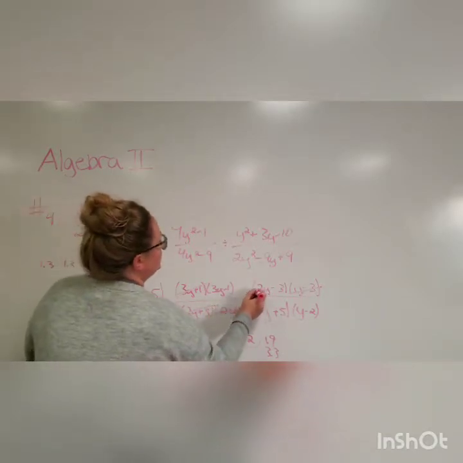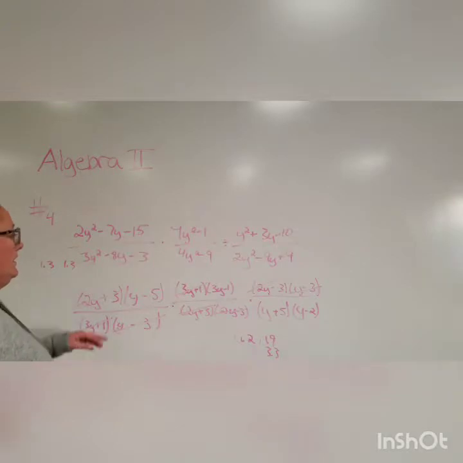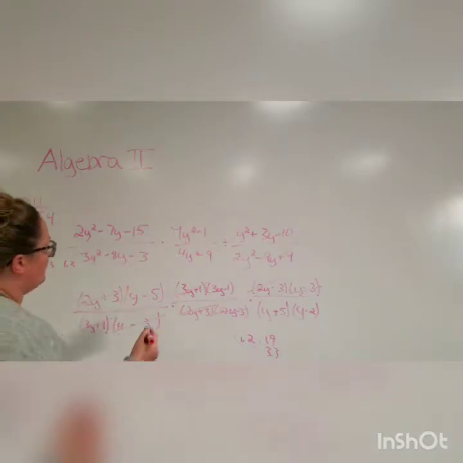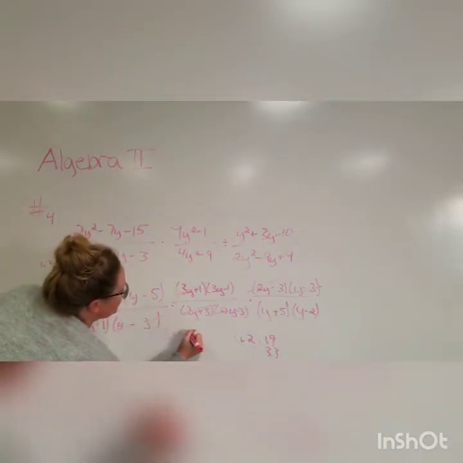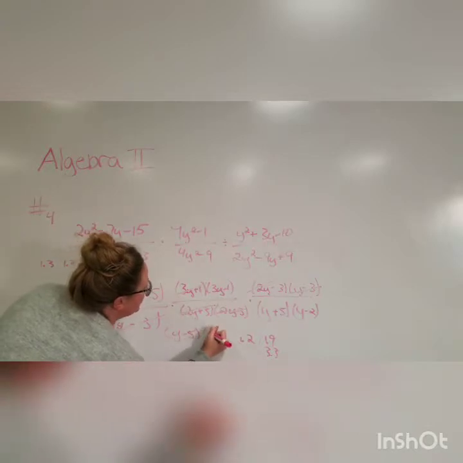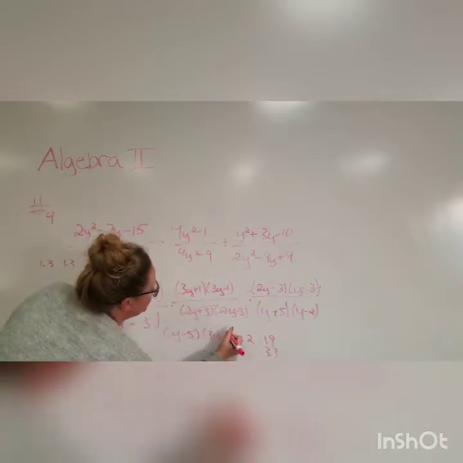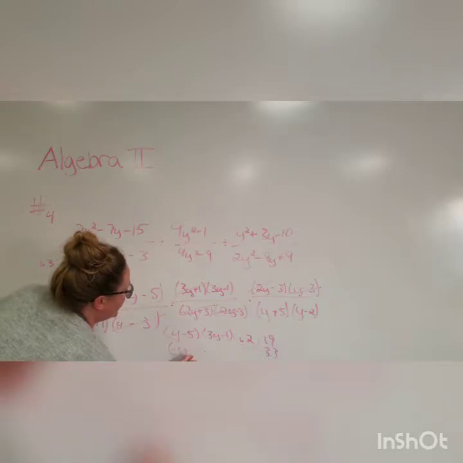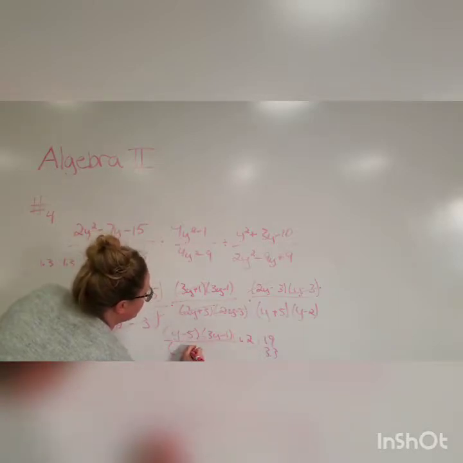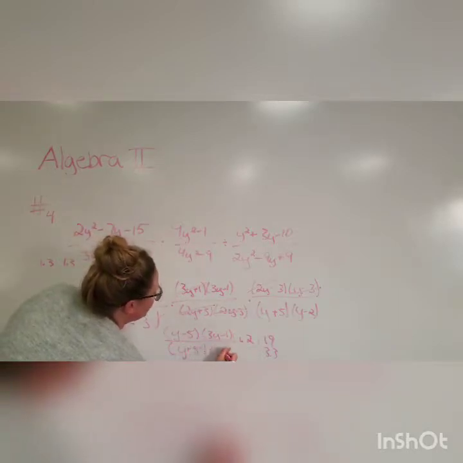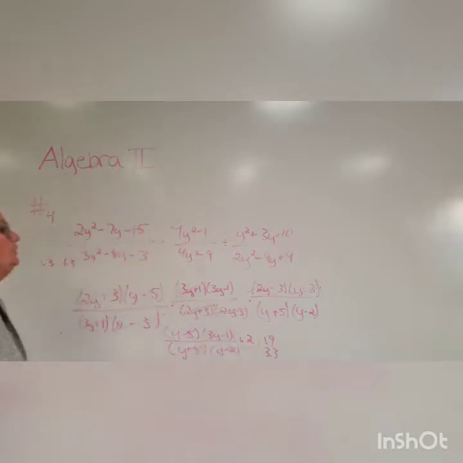2y minus 3 and 2y minus 3. All right, so what's left is going to be y minus 5 times 3y minus 1 over y plus 5, y minus 2. Good Lord, that was a big old long problem.